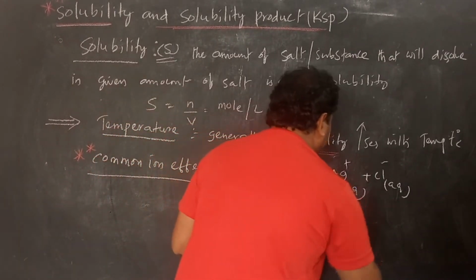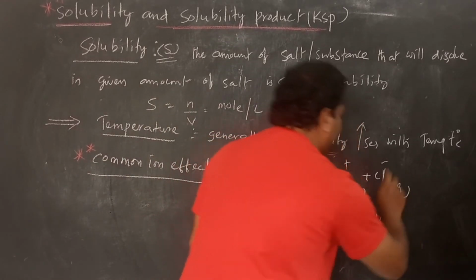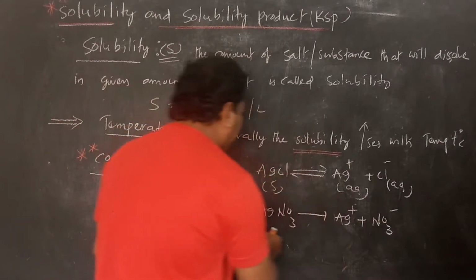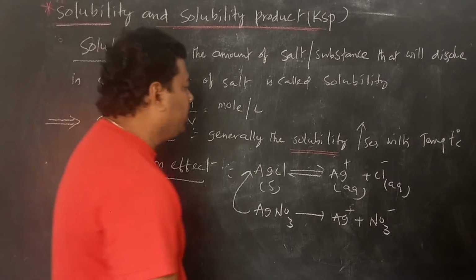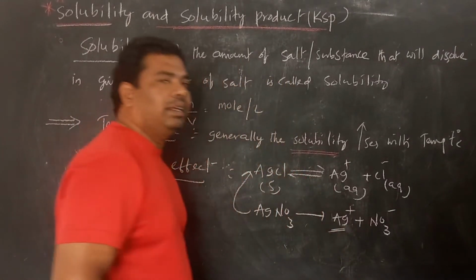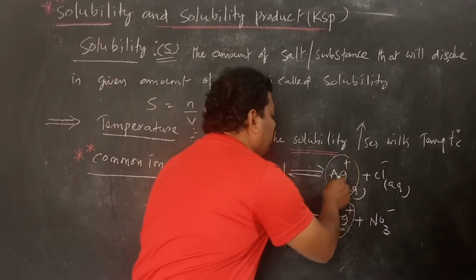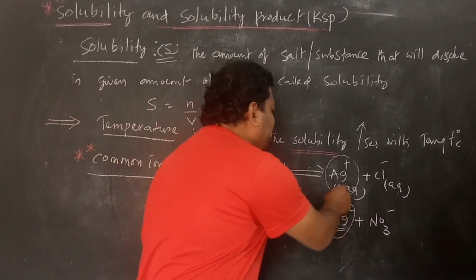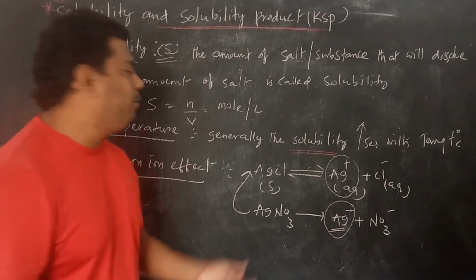So generally it dissociates in the form of Ag plus and NO3 minus. So here, if we are adding AgNO3 to the AgCl solution, the Ag plus ions increase. Therefore the common ion is present. The common ion is Ag plus ion. If the common ion is present, it reduces the solubility of AgCl.